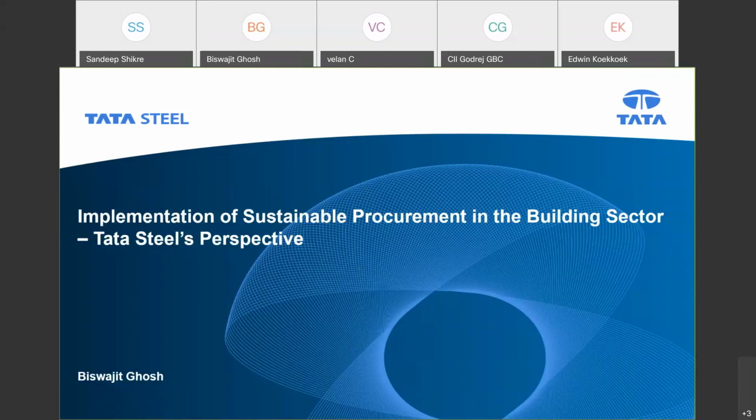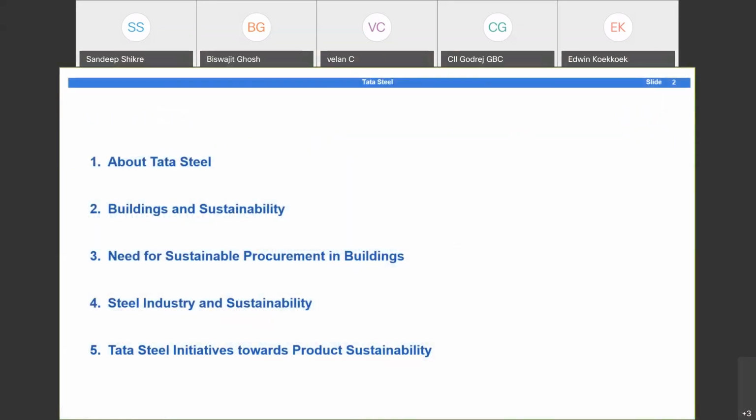Okay. So the presentation is about implementation of sustainable procurement in the building sector, which is the perspective from Tata Steel, a manufacturer of steel. I'll have a brief touch on Tata Steel, and then I'll get on to buildings and sustainability, the need for sustainable procurement, the steel industry and sustainability, and Tata Steel's initiatives towards product sustainability.